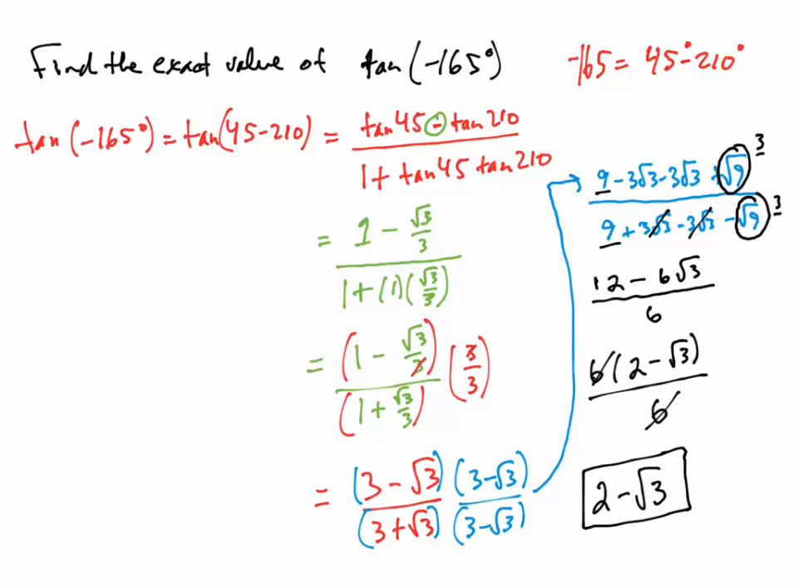And again, we can check our work using a calculator, and we'll see that we get the same value for tangent of negative 165 and 2 minus square root 3.